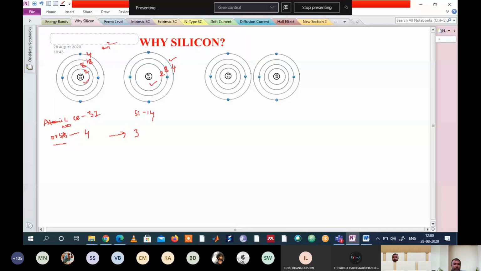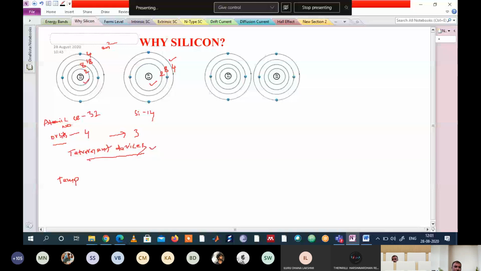Tetravalent devices. If any device or any atom contains 4 electrons in its outermost orbit, those are called tetravalent atoms. Right, this is a very, very important point. Tetravalent atoms. Now I am increasing the temperature.